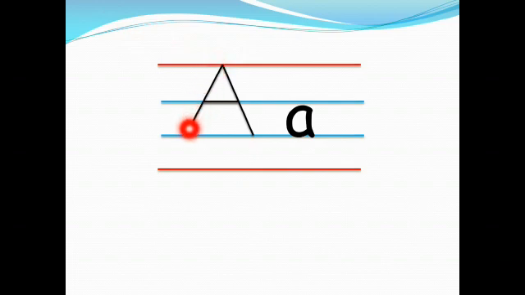So children, starting from line 1, right to left slanting line till line number 3. Take the pencil back to the point where you started on line 1. Left to right slanting line till line number 3 and a sleeping line. This is capital A. I repeat, from line 1, right to left slanting line till line number 3. Again, take the pencil back to line 1 from the point where you started. Left to right slanting line till line number 3 and a sleeping line on line number 2. Okay, this is capital A. How do we write small a?